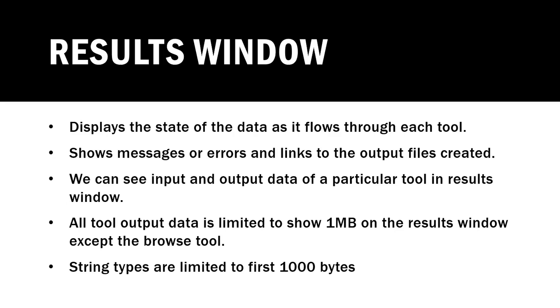So let's say you have used a join tool between two input data. The data that you have passed to the left side of the join and the data that you have passed to the right side of the join, you will be able to see those two data, how they flow to the join tool as well as the output of the join tool in the same results window just by clicking on the tool. I'll show you in a moment how you can see those details.